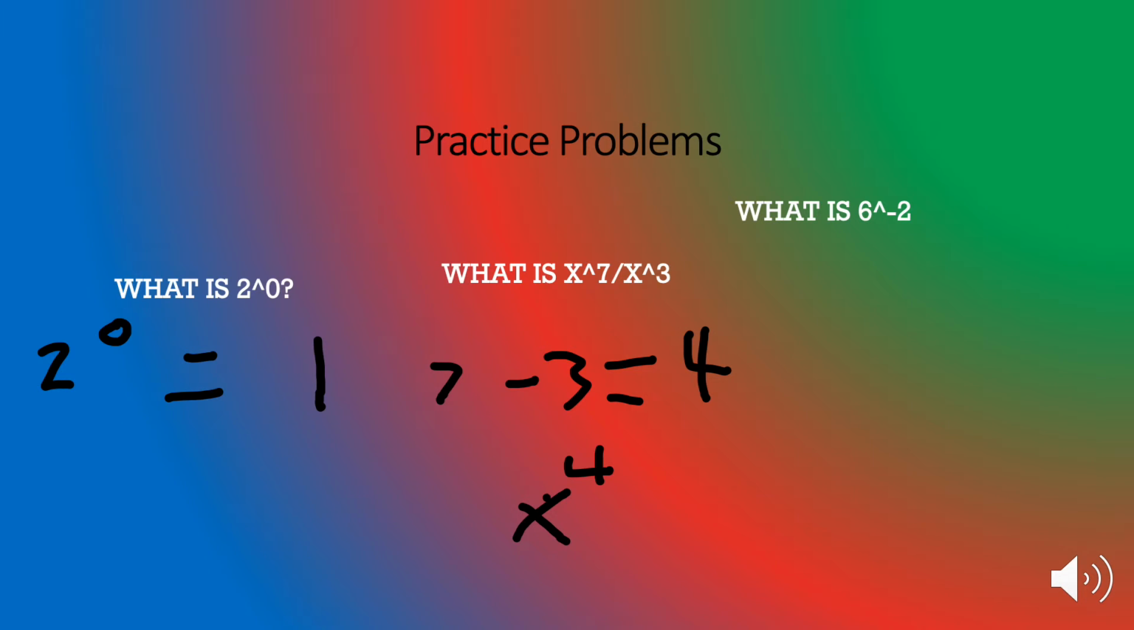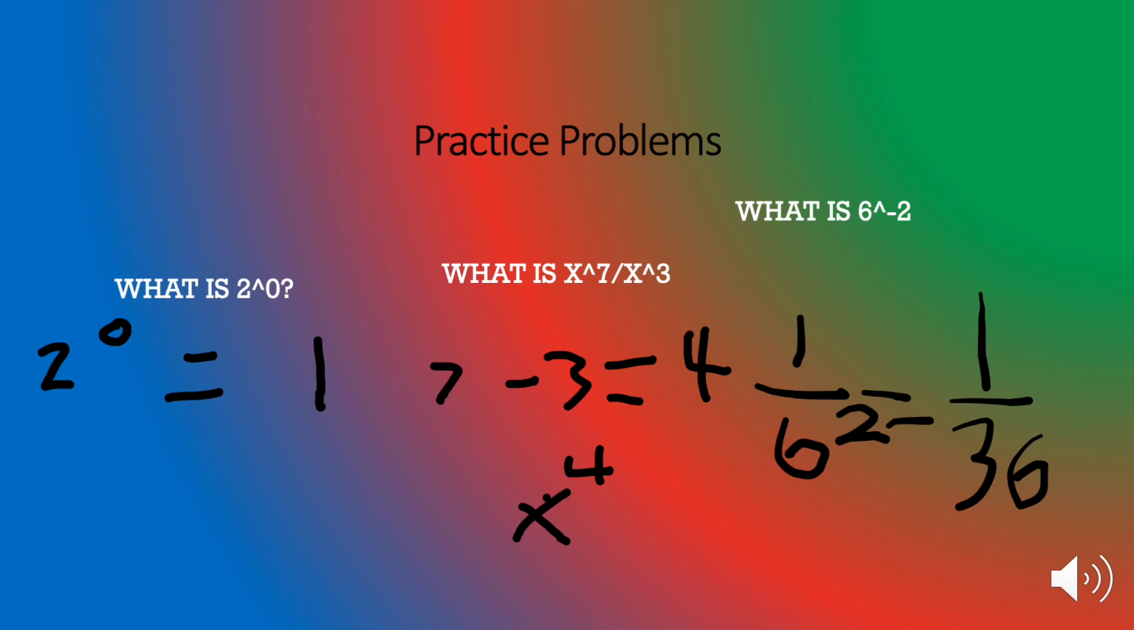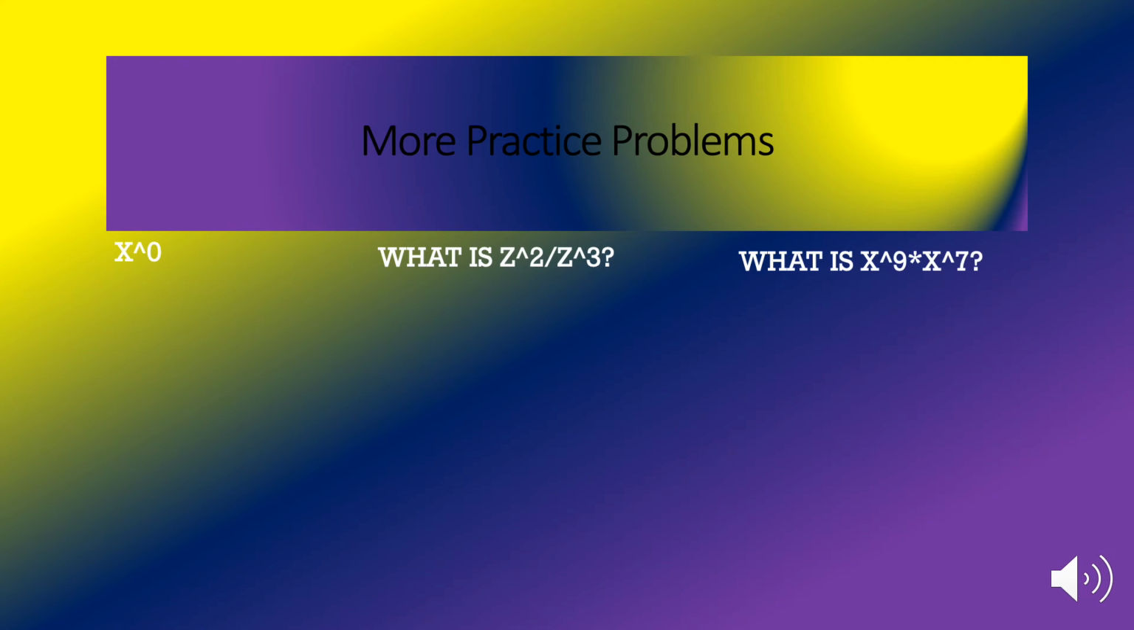And the final question on this page is, what is 6 to the power of negative 2? Well, you have to put it in the denominator of a fraction and turn the negative into a positive. So it should be 1 over 6 squared, which equals 1 over 36. There are a few more practice problems I'd like to do.